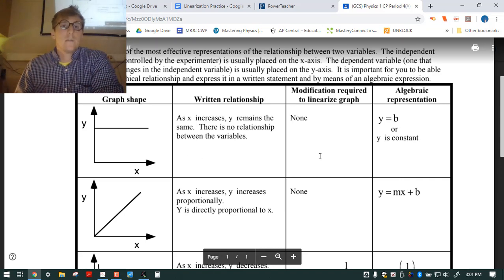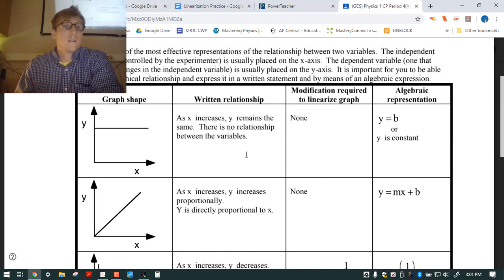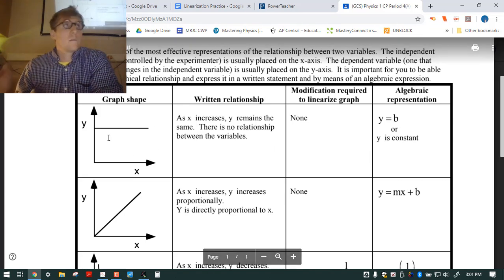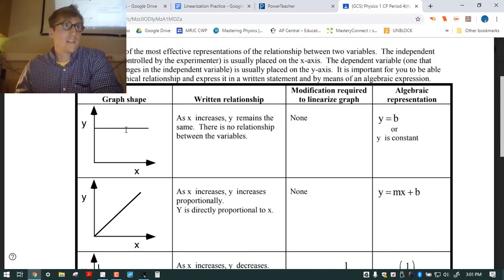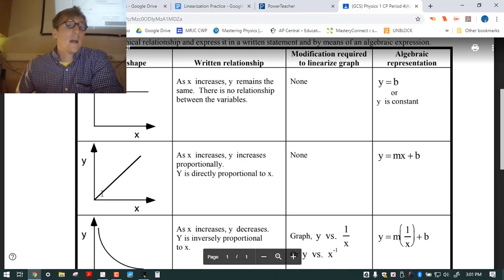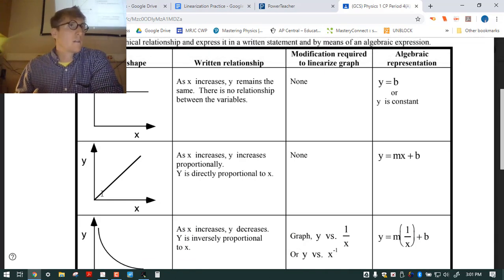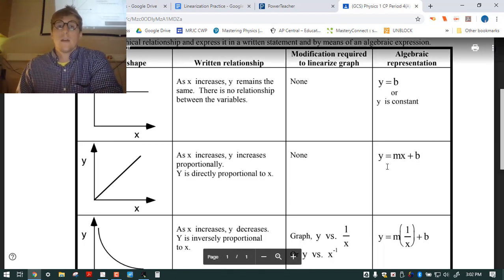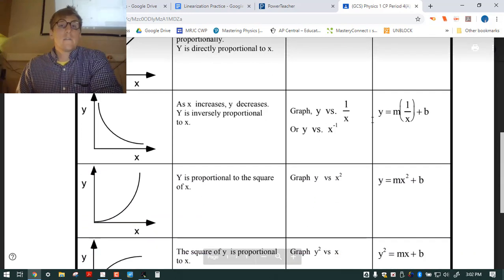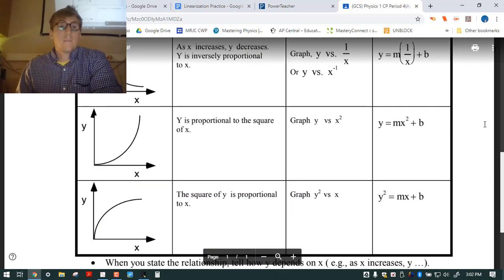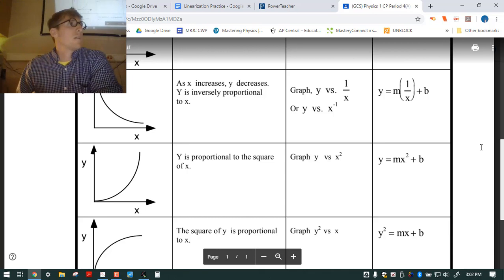The first two are really easy to understand. Here, y doesn't affect x, because y is always the same and x can change without affecting it. Here, as x increases, y increases proportionally, or it's directly related to x. The equation that goes along with that is the equation of a straight line. Down here, these are 3 things you could memorize, but they're just different shapes of graphs that you get when you plot your data.